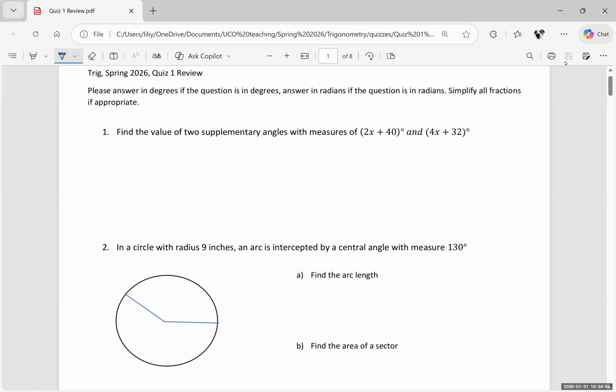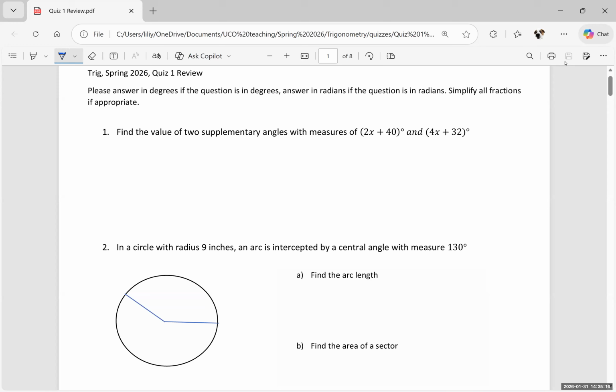You need to simplify all fractions. You also need to rationalize all the square roots that end up on the bottom. So let's go ahead and start with number one. Find the two supplementary angles with measures of 2x plus 40 and 4x plus 32.